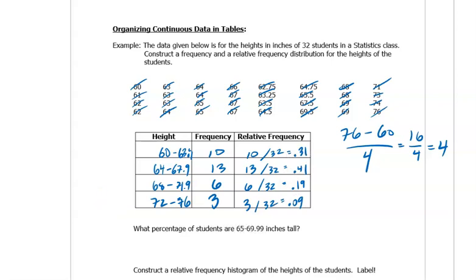Then we are ready to answer this question: what percentage of students are between 65 and 69.99 inches tall? Again, it's a little bit awkward to answer this question because that's not one of our upper bounds. This is not a class in general, but we could find all of the observations that are between 65 and 69.99, and I'm fairly confident that there are 13 of them, so it would be 13 out of 32, which is 41%.